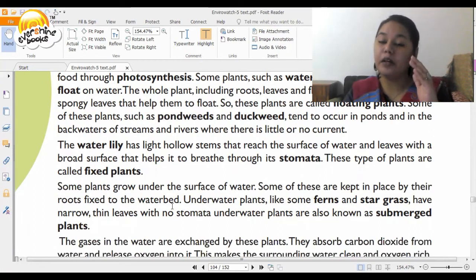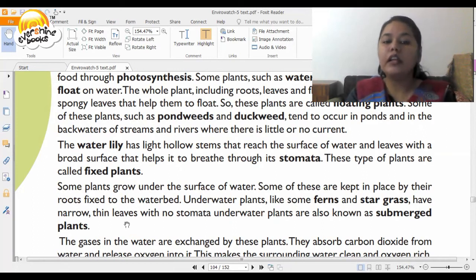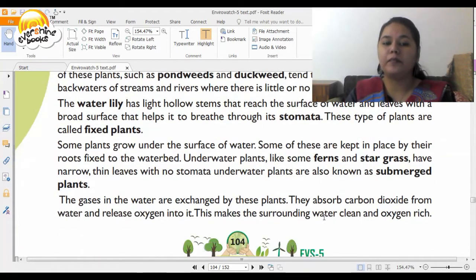Some plants grow under the surface of the water. So there are some plants which are underwater plants. Some of these are kept in place by their roots fixed to the waterbed. Underwater plants like some ferns and star grass have narrow, thin leaves with no stomata. Underwater plants are also known as submerged plants. The gases in the water are exchanged by these plants. They absorb carbon dioxide from water and release oxygen into it.